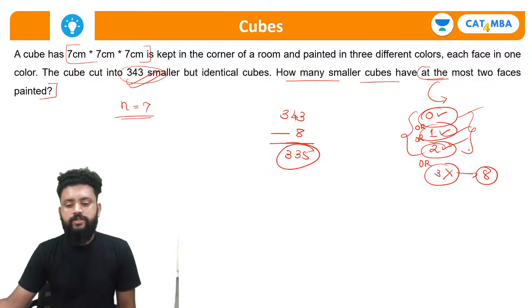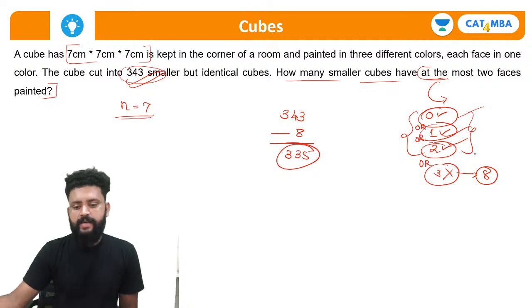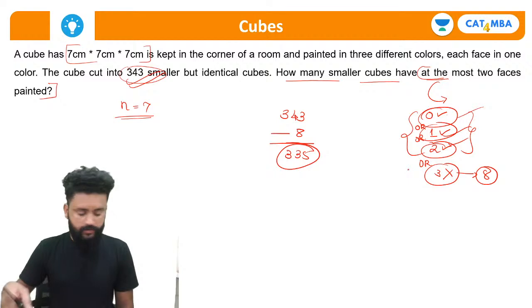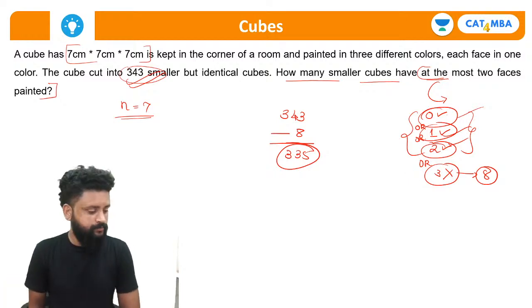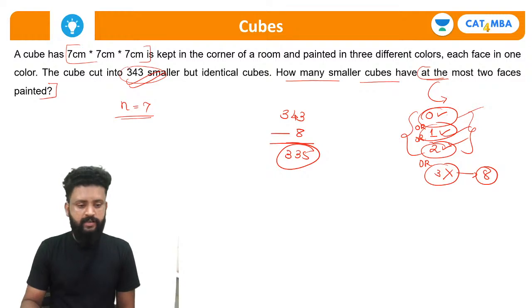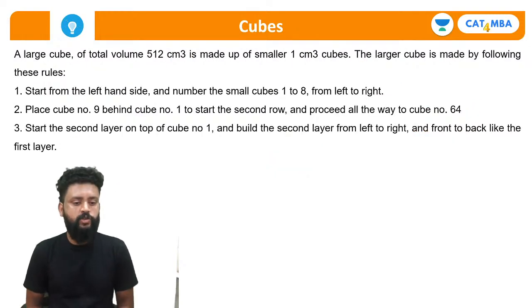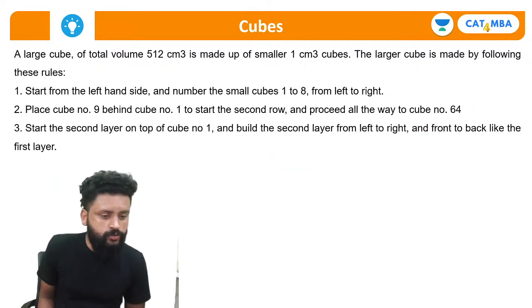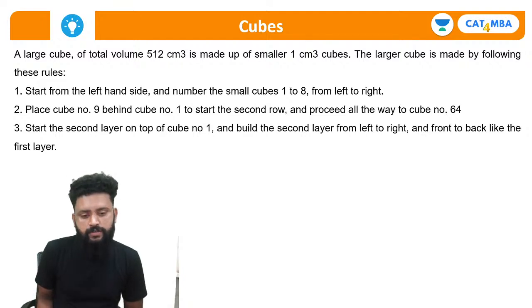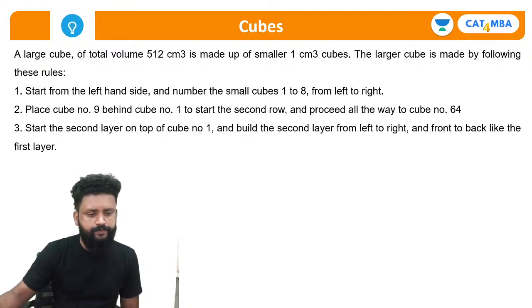Okay, so guys, let's move to the next and important question on cube cutting. It is a question from an old CAT paper. So quickly finish the last set for the day. So here's the question. A large cube of total volume 512 centimeter cube is made up of smaller 1 centimeter cubes. So of course there will be 512 cubes.